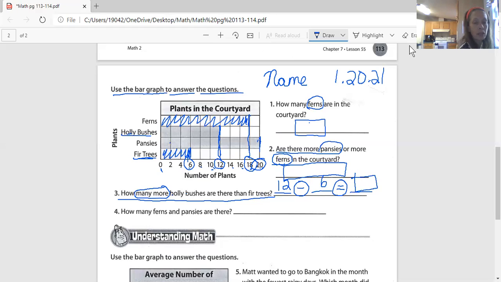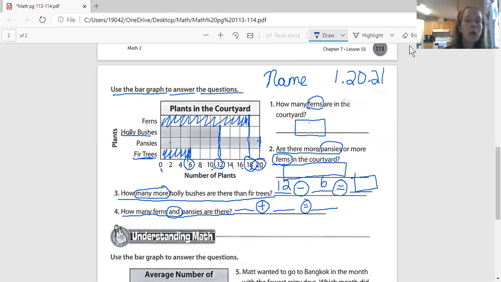Okay? And now it asks me to look down at the bottom. Number 4 says, how many ferns and pansies are there? Well, here's my operation word right here. And this means I'm going to what? Add, subtract? It means I'm going to add. Okay. I know that right here I'm going to add. And this is equals.